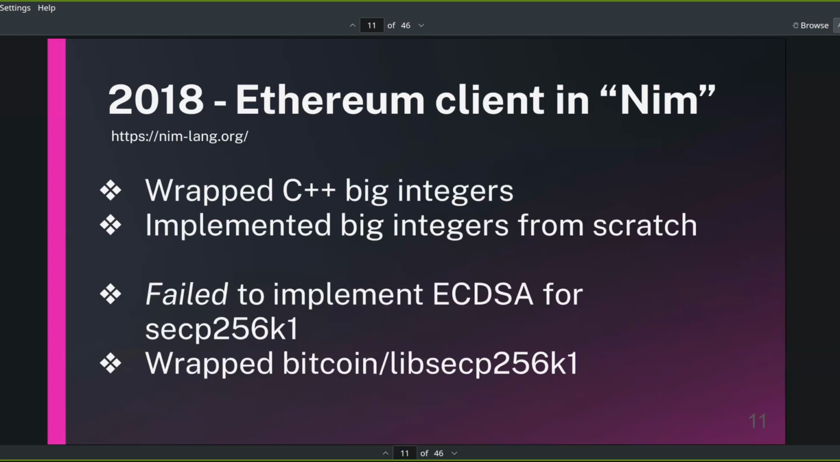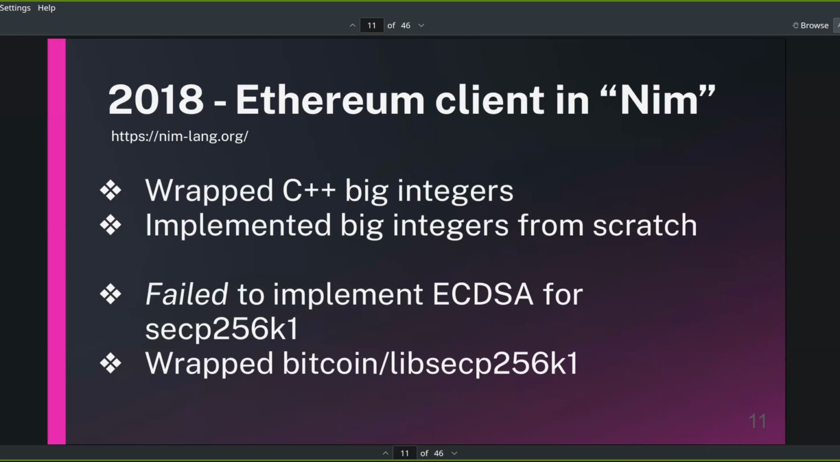So in 2018, that was kind of my first contact with cryptography. I had, well, two related tasks. One was providing a big integer. At first, I wrapped the C++ big integers, but they caused issues. So I implemented big integers from scratch.